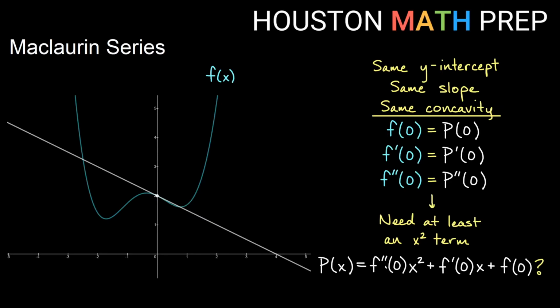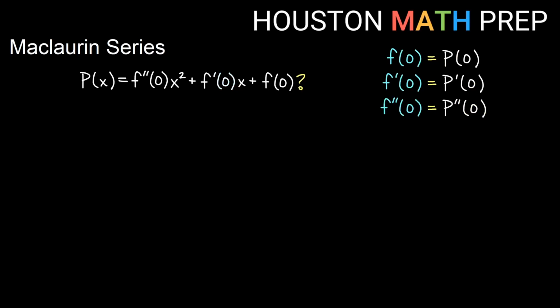Maybe the order of the derivative just matches the power of x in the term. So we'll take that as a guess and we'll go with it. So we're going to check to see if all these things are true with our guess. So first thing I'll need to check is, is f of 0 equal to p of 0?